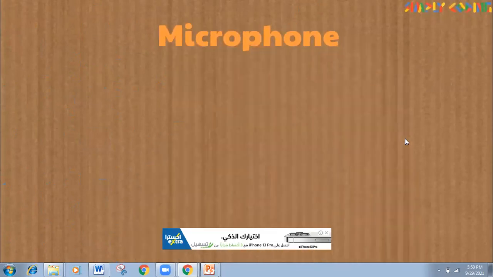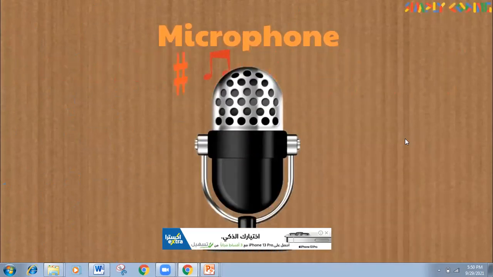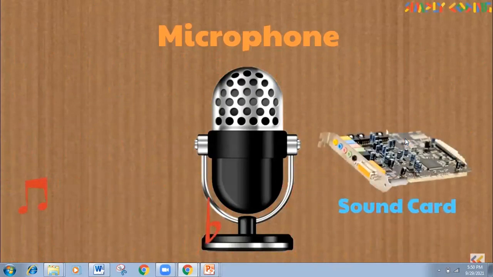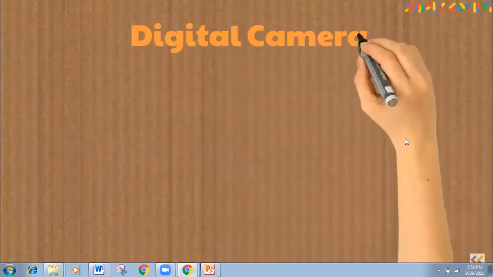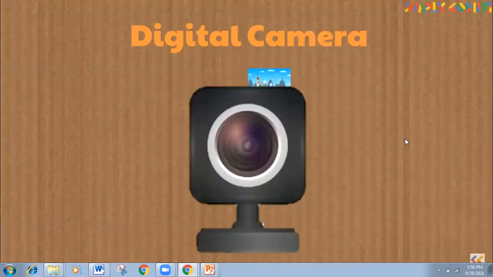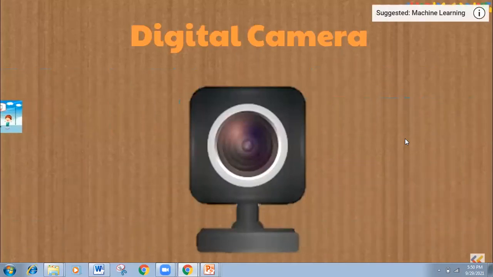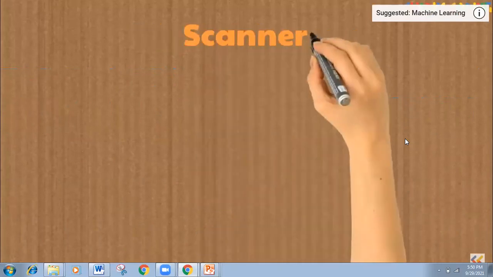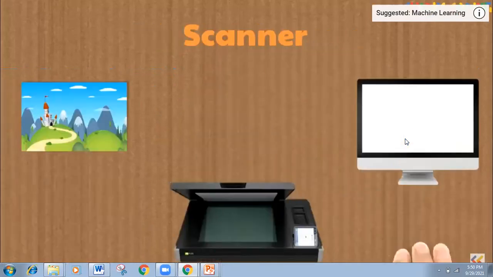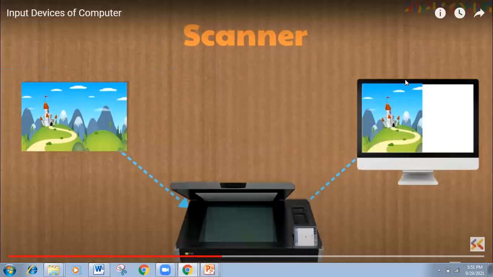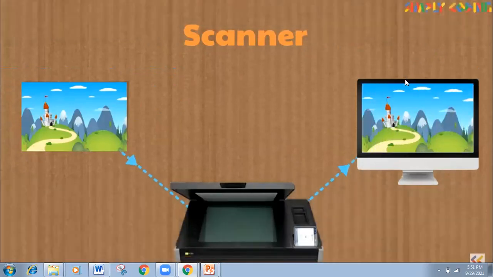Microphone or mic is used to record voice, music, or sound in the computer. Mic is connected to a sound card in a computer which converts our audio to digital sound. Digital camera or webcam is used to capture pictures or videos and then store them on your computer. A scanner works like a photocopier machine. It converts any text or images on a paper into an electronic form.